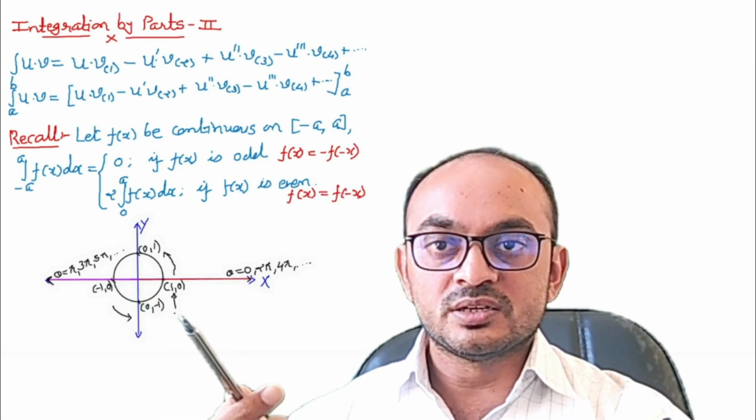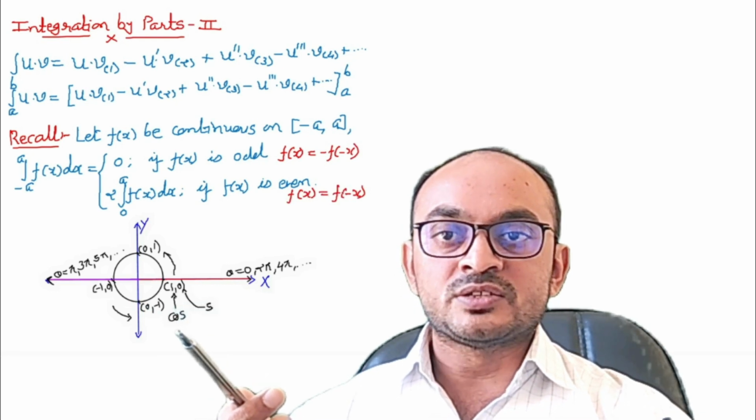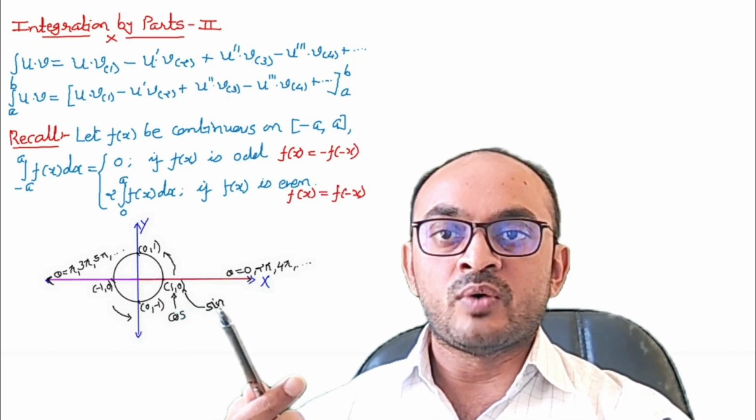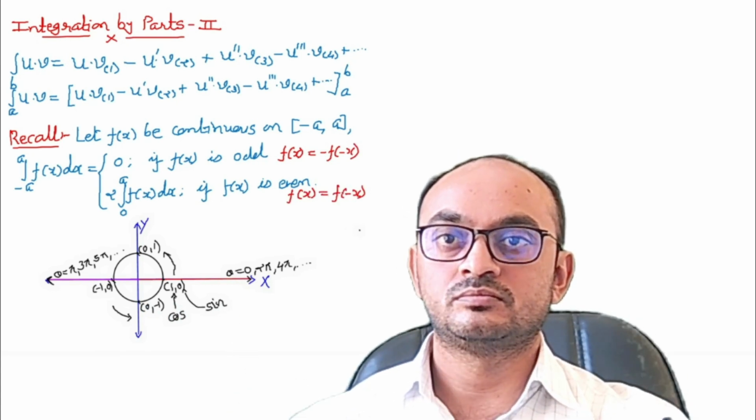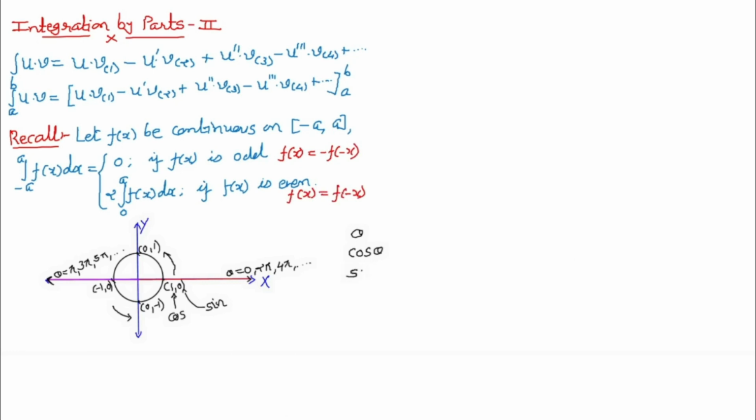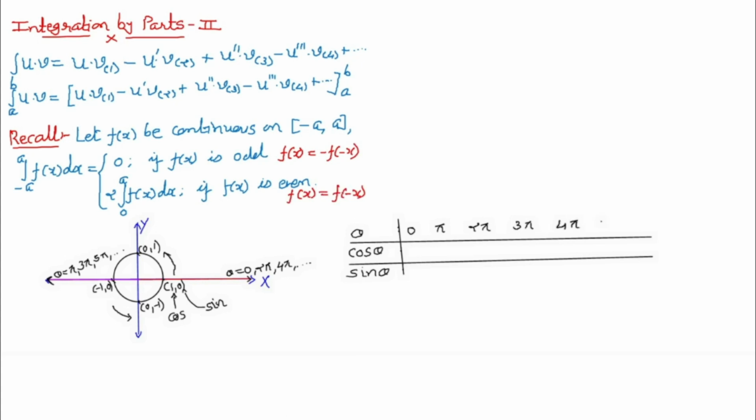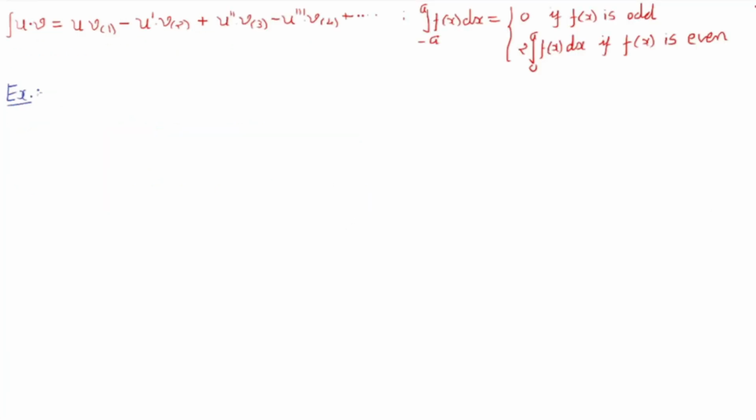We also know that the x coordinate is represented by cos and the y coordinate is represented by sine. So we have the relation of cos theta and sine theta with the different values of theta. When theta is 0, pi, 2 pi, 3 pi, 4 pi, 5 pi, and 6 pi, the corresponding values of cos and sine are given in this table. So what we can say is cos n pi is minus 1 raised to n and sin n pi is 0. Now let us move to the exercise.